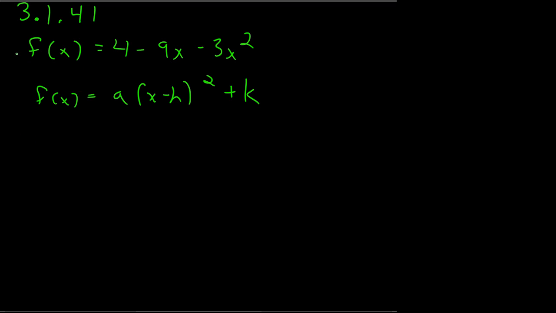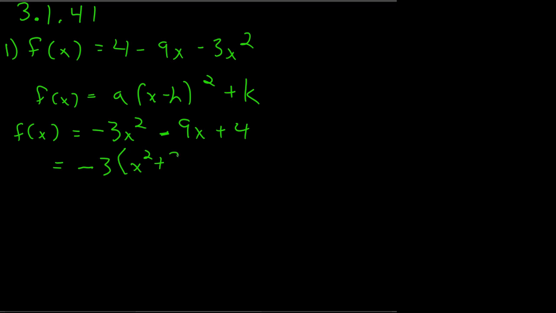So the first thing I'm going to do is take this version of the function and write it in descending order. So I'm going to put the negative 3x squared out front minus 9x plus 4. And I'm going to focus on just the terms with the x, and I want to pull a negative 3 out. I'll give some space over to the 4 so I can work here.